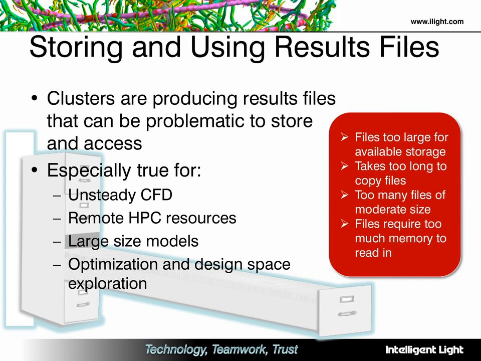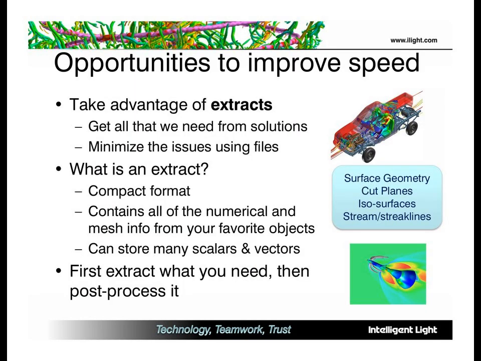That is, I want to post-process on a local resource, but it doesn't have enough memory to even deal with the file. And so there are some solutions to all of these things, but the most important one we're going to talk about today is how to use extracts to divide and conquer. We want to get all that we need from our solutions, but we want to minimize the issues using the large results files. Sounds good, right?